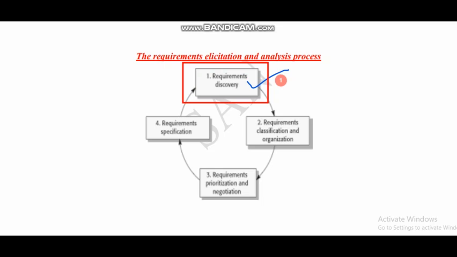So it tells us how you are going to discover the information or how you are going to collect the information from different types of users, and what are the different ways of collecting the information. So this is all about the first phase, right? Then going to the second phase, that is requirement classification and organization.